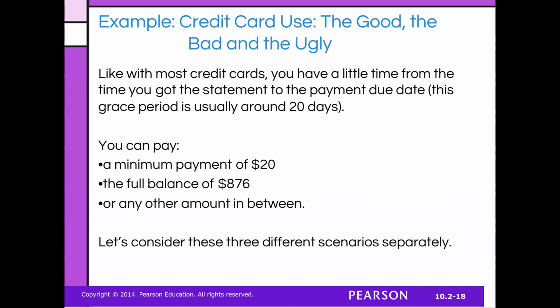Like with most credit cards, you have a little time from the time you got the statement to the payment. It's usually around 20 days. So you could pay, right? You spent this money, right? You could pay the $20 minimum payment, or you could pay the full amount, $876, or any other amount in between. So we're going to look at these different scenarios to see what makes the most sense.